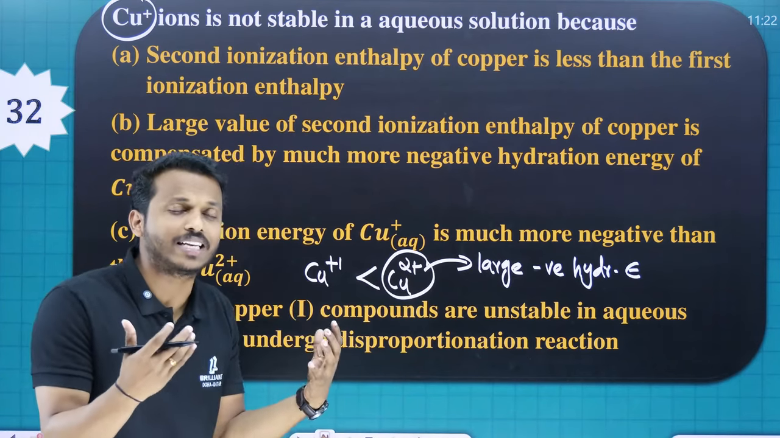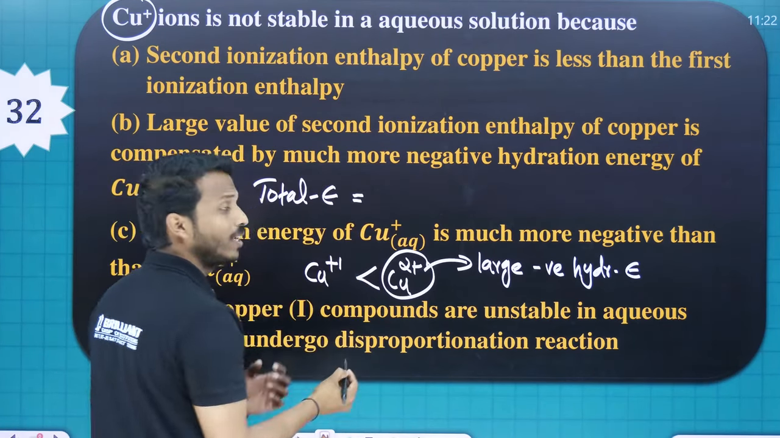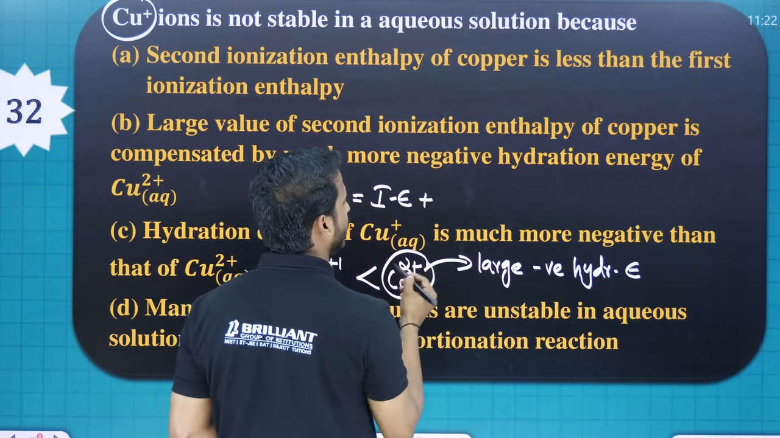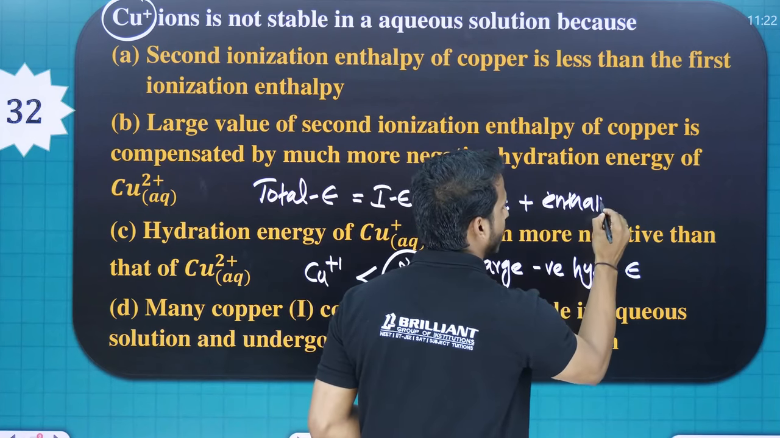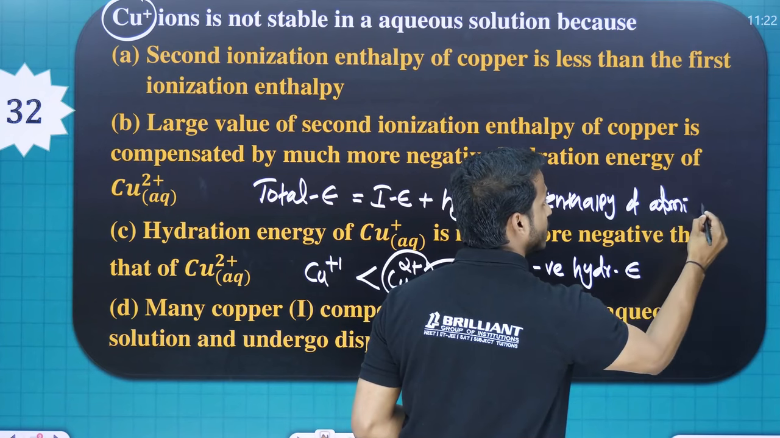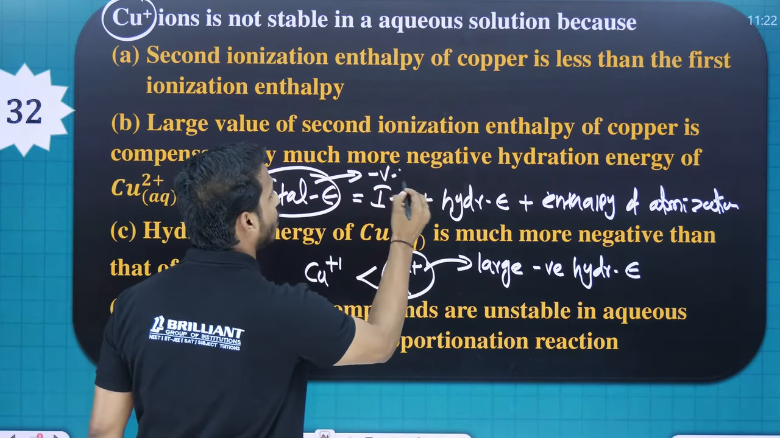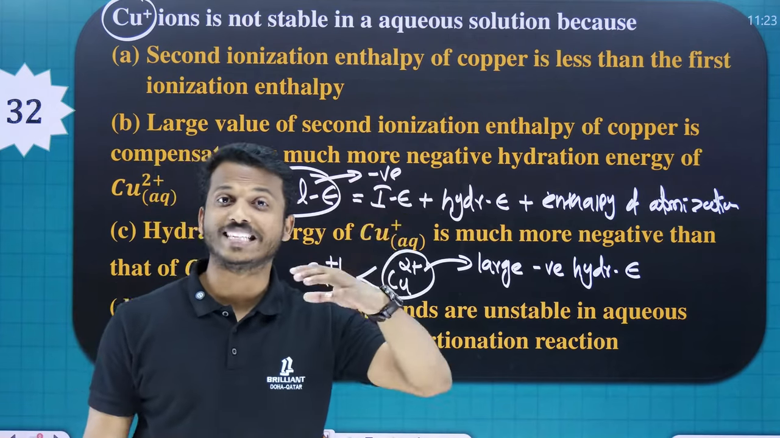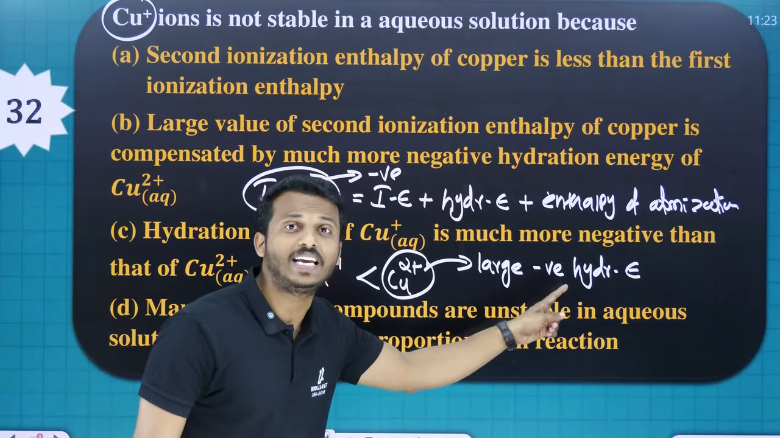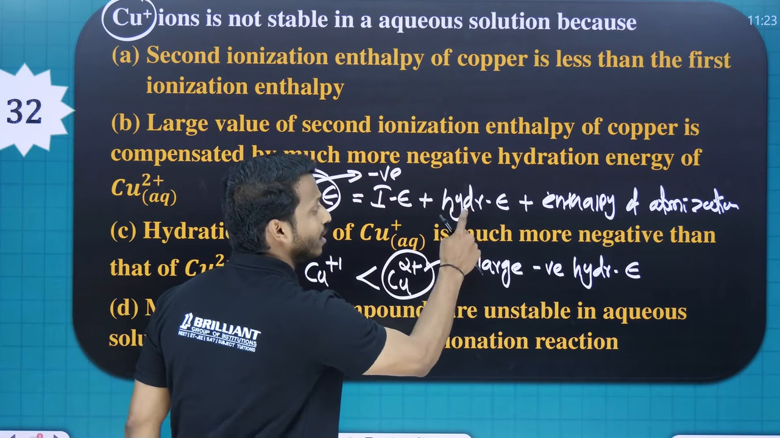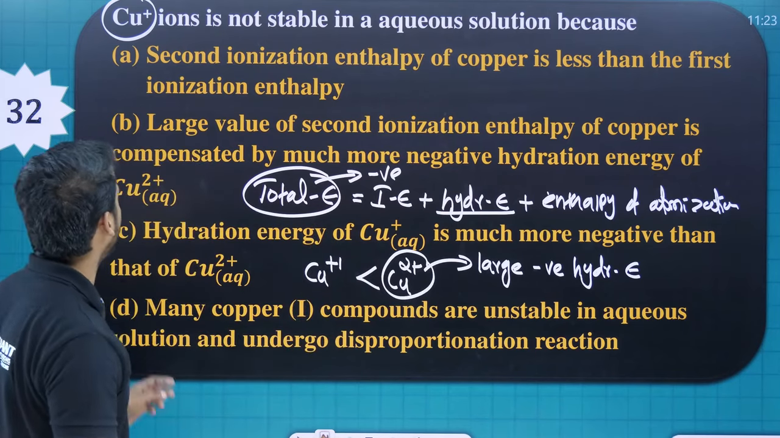You know, when we can say that an oxidation state is stable, that depends on the total energy. The total energy is the sum of ionization energy, hydration enthalpy, and enthalpy of atomization. If the total energy is negative overall, the oxidation state is stable. Cu2+ has a large negative hydration energy. So the higher the hydration energy, if it is very negative in value, the total energy will be negative and the oxidation state stable. So what is the answer?